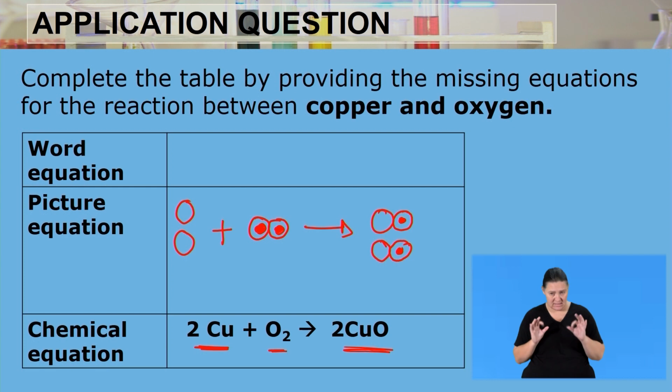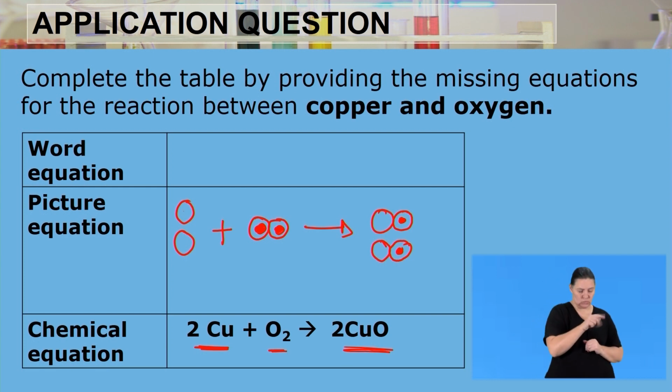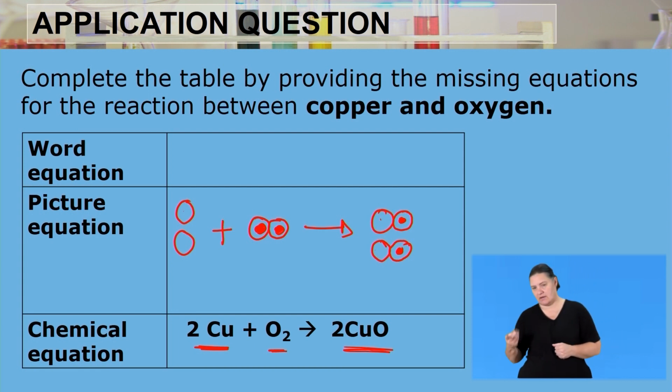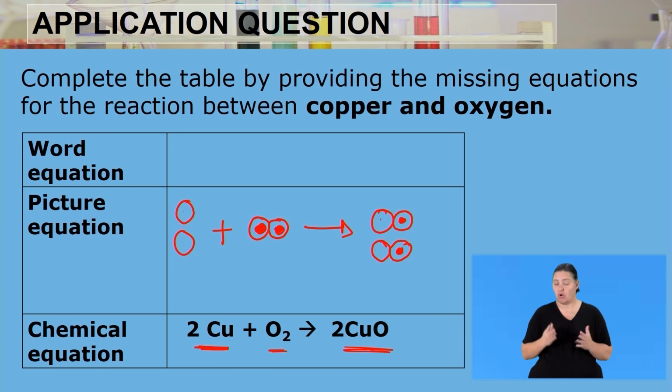Is the equation balanced? Let's see. Two copper atoms on the left-hand side, two copper atoms on the right-hand side, two oxygen atoms on the left-hand side, and two oxygen atoms on the right-hand side. So the equation does balance.